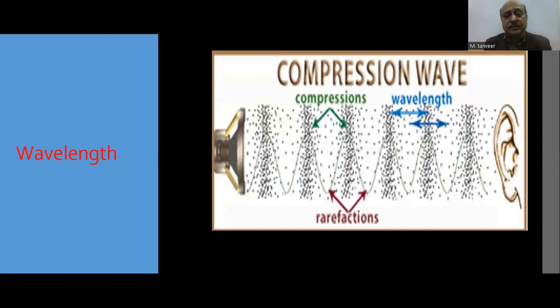If a sound wave is a compressional wave, then it has a wavelength. So wavelength is the distance between two consecutive compressions or two consecutive rarefactions, or the distance between one compression and one rarefaction. This is also wavelength.